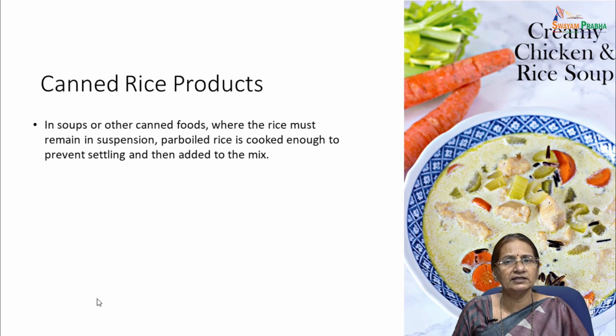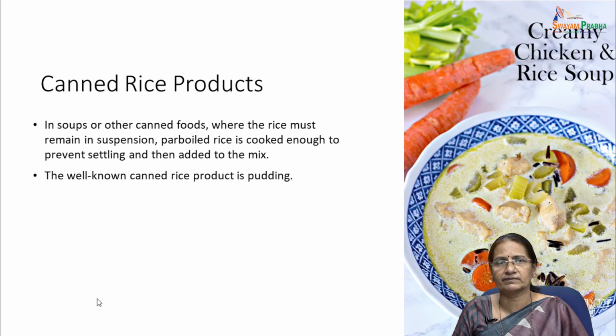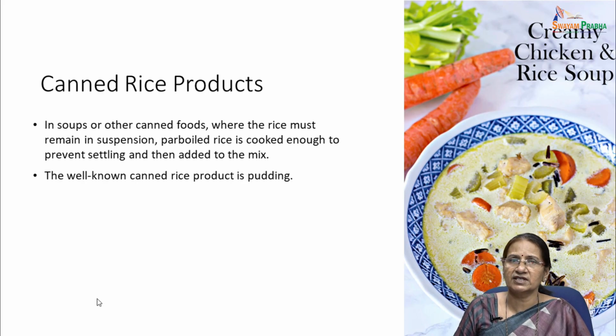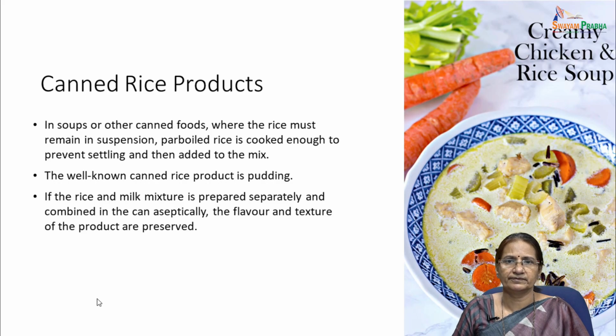In soups or other canned foods where the rice must remain in suspension, parboiled rice is cooked enough to prevent settling and then added to the mix. The most successful and well-known canned rice product is pudding. If the rice and milk mixture is prepared separately and combined in the can aseptically, the flavor and texture of the product are preserved. Dry products such as fried rice and rice and beans can also be canned.